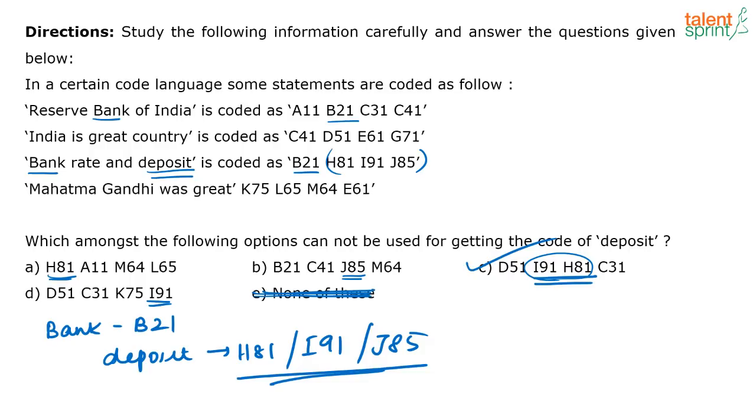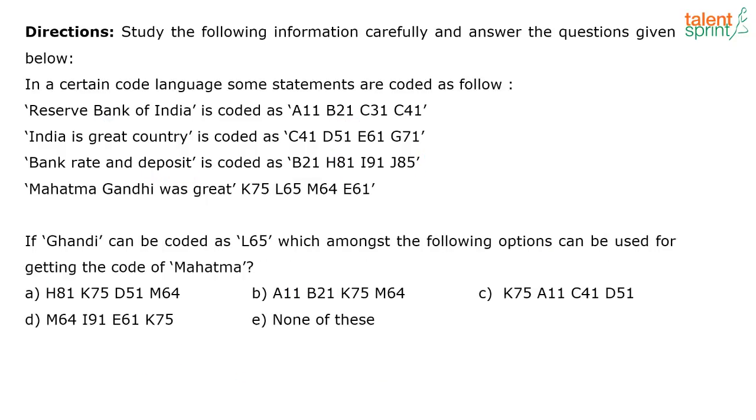Yes, Harsha, this is a conjunction of the previous question. Okay, let's try the next one. If Gandhi is coded as L65, which amongst the following can be used for getting the code Mahatma?